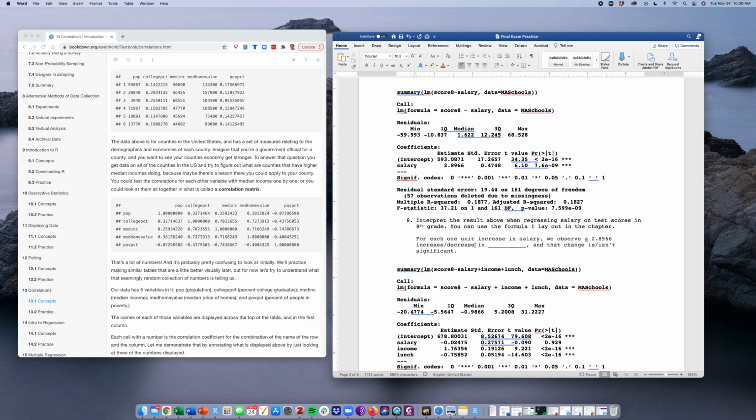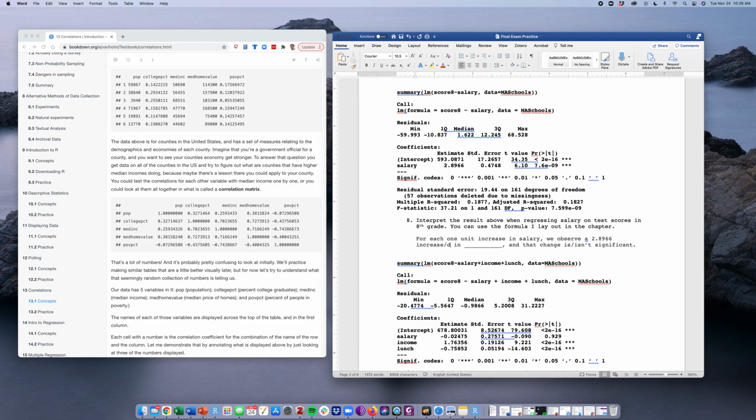Increase. It's a positive number, so we know that the independent variable is associated with an increase in the dependent variable. So we observe a 2.8966 increase in our dependent variable, which is score 4 or score 8. And that change is significant. 3 stars here means that this result is highly significant.